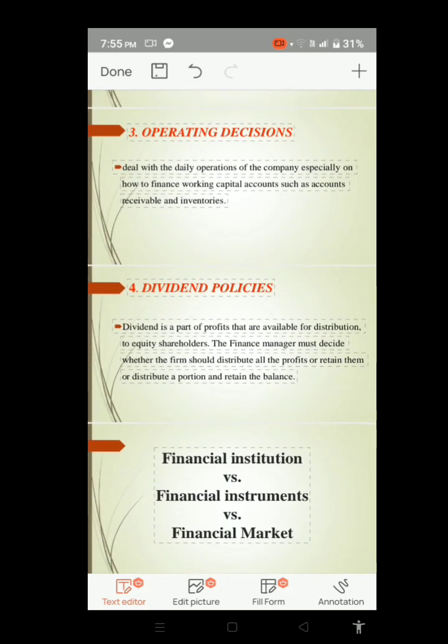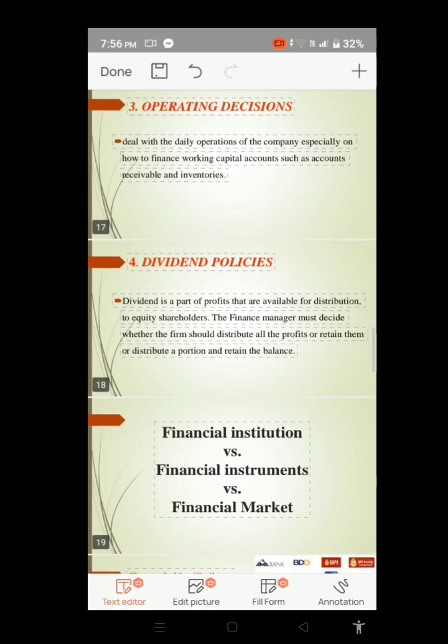Operating decisions deal with the daily operation of the company, especially on how to finance working capital accounts such as accounts receivable and inventories. For dividend policies, dividend is a part of profits that are available for distribution to equity shareholders. The finance manager must decide whether the firm shall distribute all the profits, retain them, or distribute a portion and retain the balance.